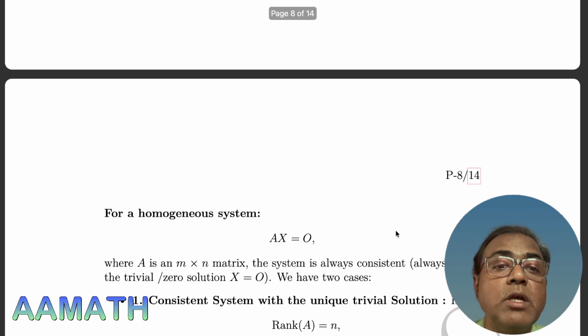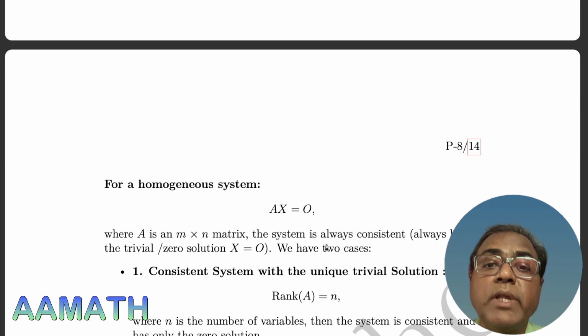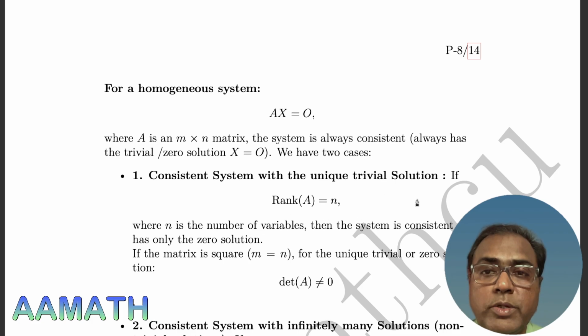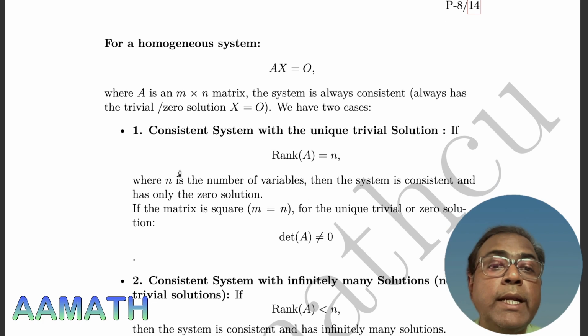And for the case of a homogeneous system, Ax equal to the null matrix, where A is an m by n matrix, the system is always consistent, because there is the 0 solution, that is x equal to the null matrix, the trivial solution. We always have this 0 solution. So we have 2 cases: a consistent system with the unique trivial solution, the 0 solution, when the rank of A equals n, where n is the number of variables. The system is consistent and has only the 0 solution, the unique solution.